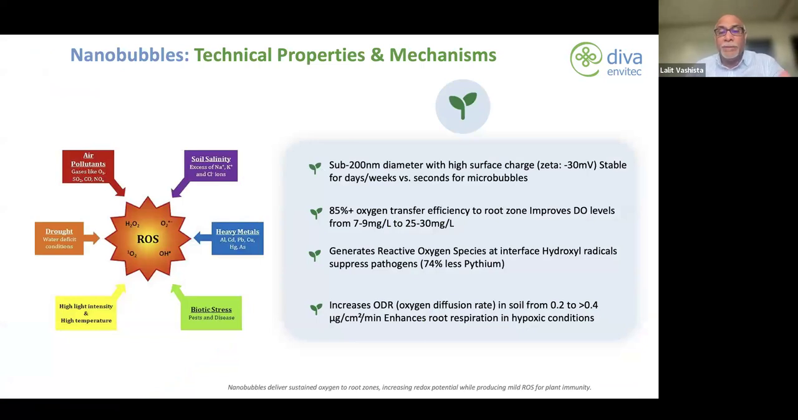When it comes to technical properties, 150 to 200 nanometer diameter with high surface charge, it has a zeta potential of -30. I'm talking a little bit technical in the beginning. We'll go to more case studies in the next few slides. It has an 85% oxygen transfer efficiency. I'm telling you this because there is a lot of science in developing this. The whole equipment has cavitation, has charge, and has certain principles on which we create these nanobubbles.